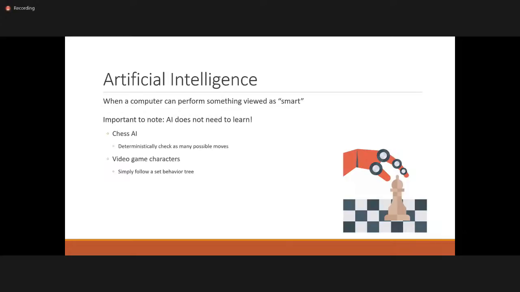The same can be said about video game characters. A lot of video games these days offer AI characters who can either play alongside a human player or against a human player. But a lot of these characters, though they seem like full-blown humans with personalities and with actions and thinking, are simply a list of different rules that can interact with the environment in a way to make them seem like they are human, even though they are not exactly human. So what's important to note here is that artificial intelligence does not always have to learn in order to be a smart program.